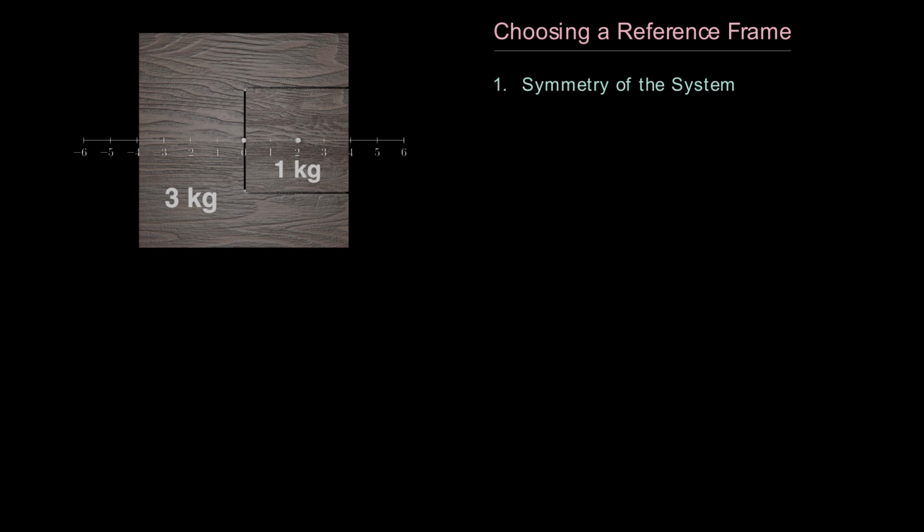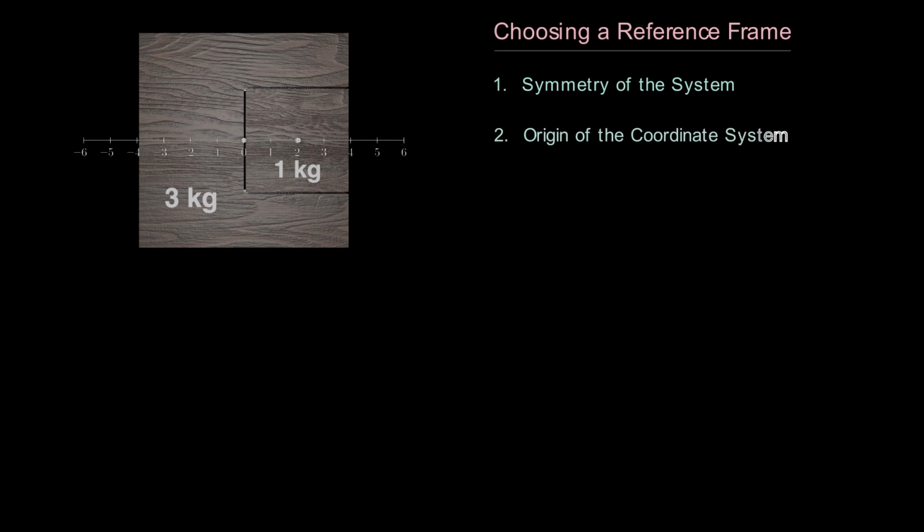In this example, we can consider the symmetry about the x-axis. By placing the reference frame along the x-axis, we can eliminate the need to calculate the distances from the y-axis and the z-axis. This approach reduces the problem to a one-dimensional calculation, making it much simpler to find the center of mass.